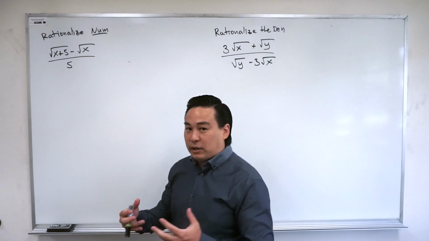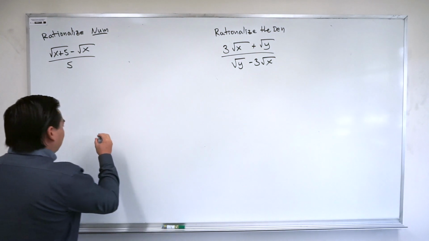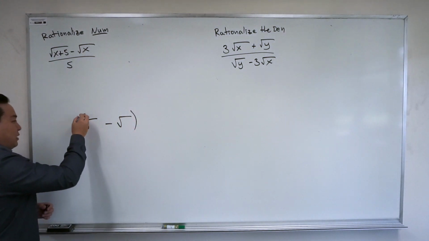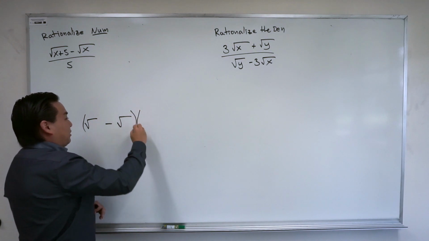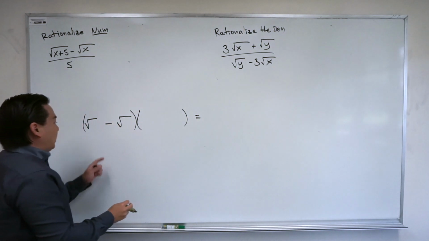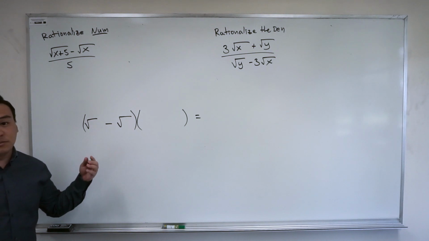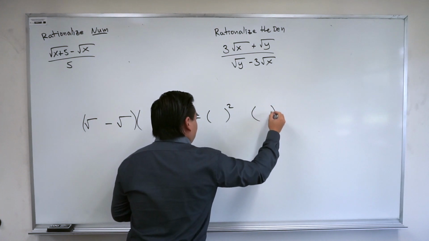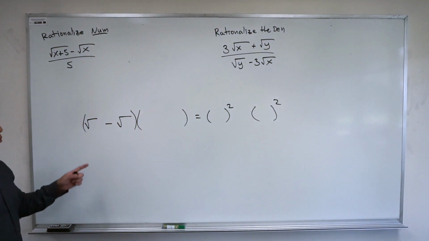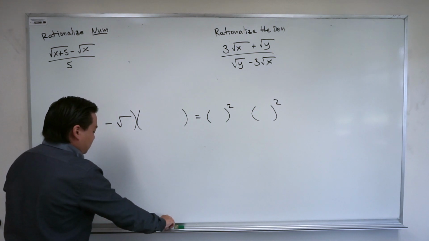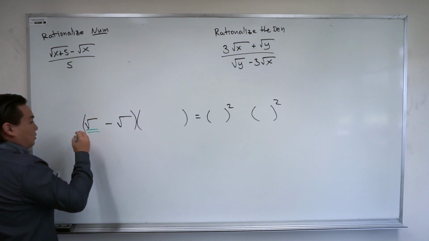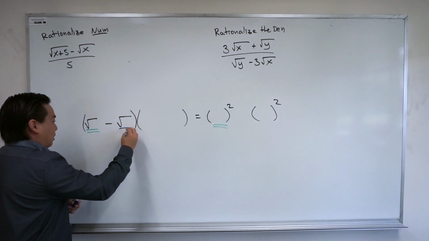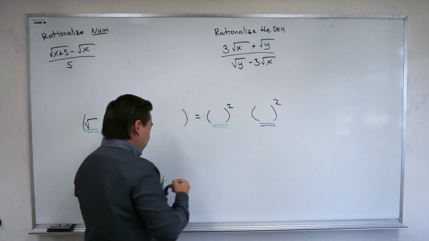So let's go back to something that we actually did before. And really what we have is a problem that looks like this. And what we're doing is we're multiplying something to it. And in order to get rid of a square root, we need it to be times itself. So we need to end up with something like that, where this first part here ends up here, and this second part here ends up in this second part.